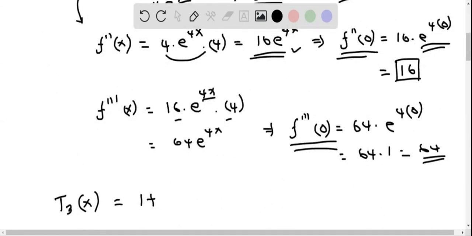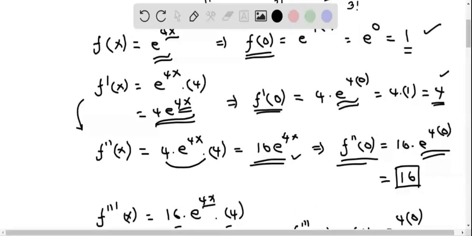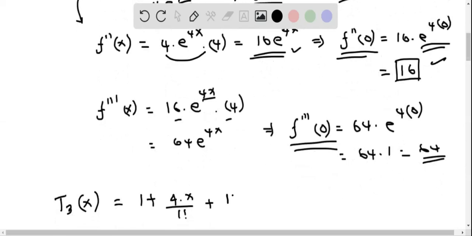So I put 4 times x divided by 1 factorial, and then in the formula we have f double prime of 0, which is 16. So I put 16 times x squared divided by 2 factorial, and then we have f triple prime of 0, that is 64 times x cubed divided by 3 factorial.